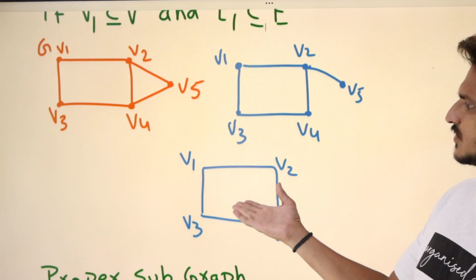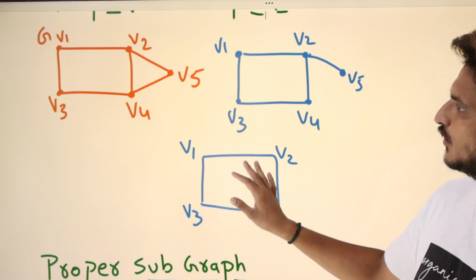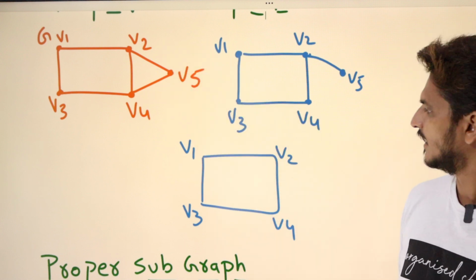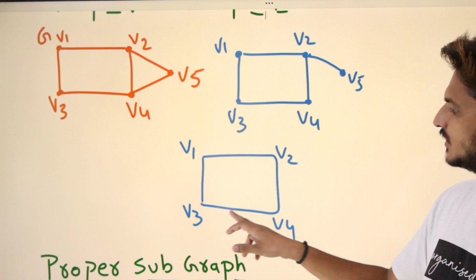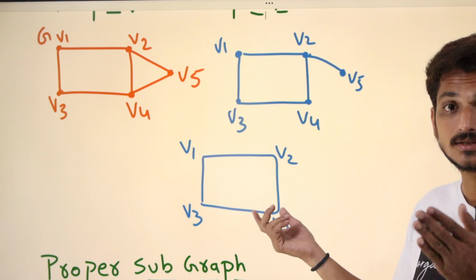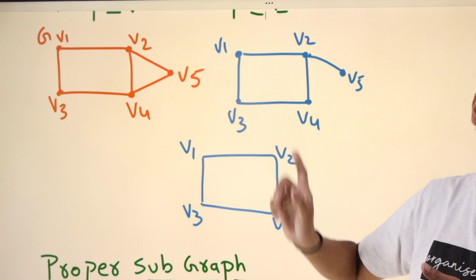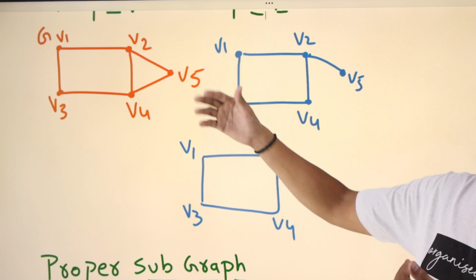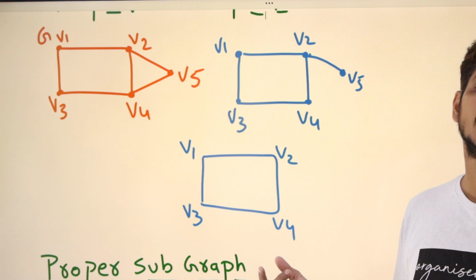Similarly, this is also a subgraph. From here to here, we eliminated one vertex and 2 edges. V5 is eliminated. Whatever vertices V1, V2, V3, V4 remain, the set of vertices that belongs here is a subset of the set V1, V2, V3, V4 and V5. Similarly, the edges are also a subset of the set that belongs here. Then we say it is a subgraph.